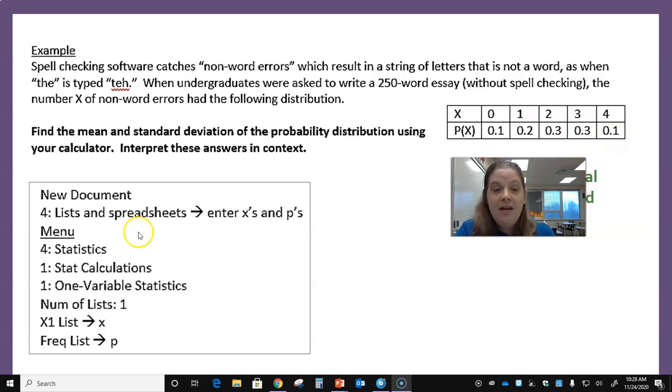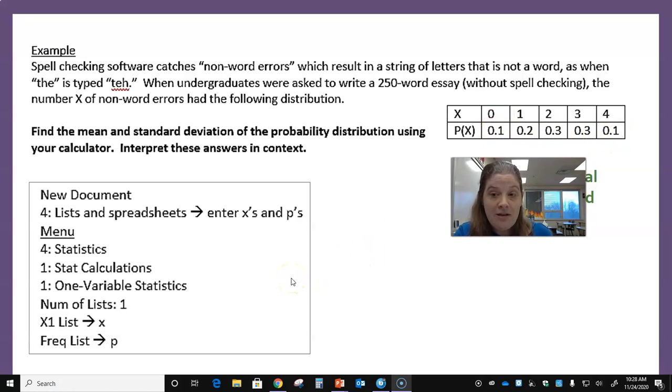After that, you're going to run the one variable statistics, just like we did back in chapter 1. But the difference is when you go to do statistics, stat calculations, one variable statistics, when it gets to number of lists, you still have one list of data, okay? The X1 list is going to be X, but you are going to fill in this frequency list option that we normally skip over with P. The frequency list tells us how often we get each of the X values. So in this case, we're going to use the probability as that frequency.